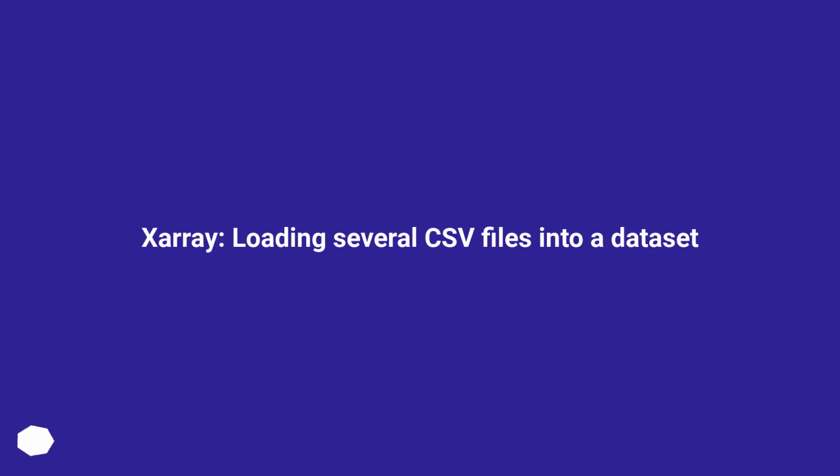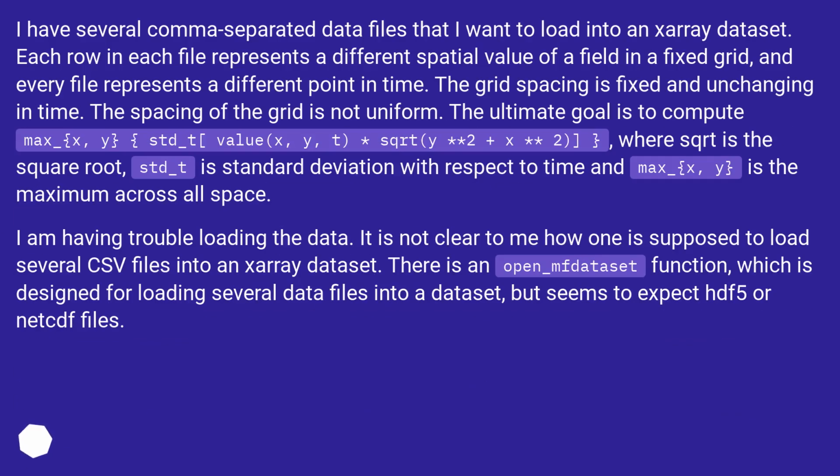Xarray, loading several CSV files into a dataset. I have several comma-separated data files that I want to load into an Xarray dataset. Each row in each file represents a different spatial value of a field in a fixed grid, and every file represents a different point in time. The grid spacing is fixed and unchanging in time.